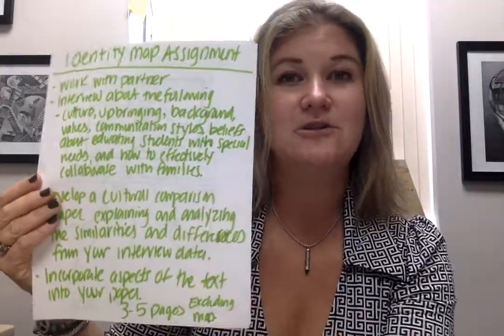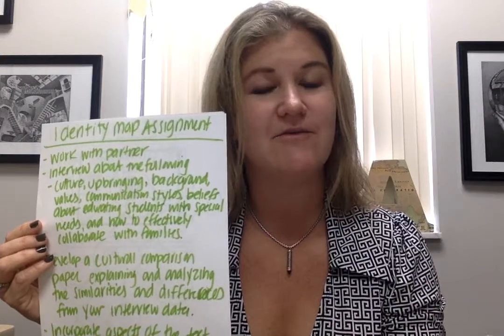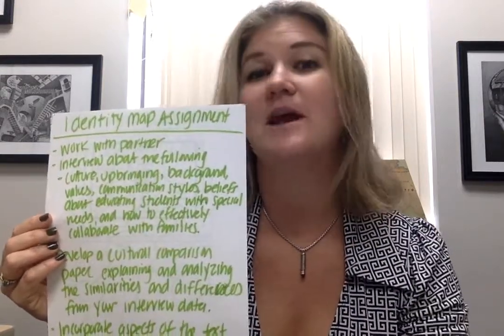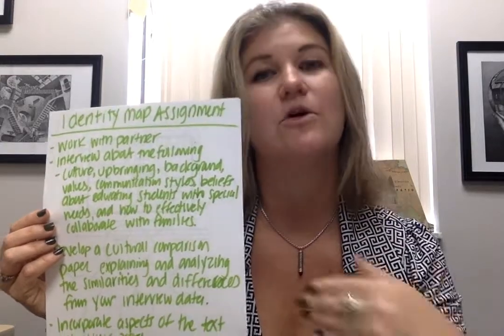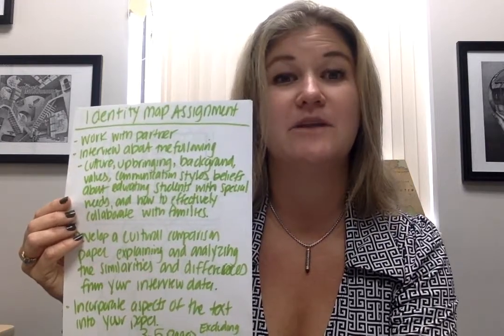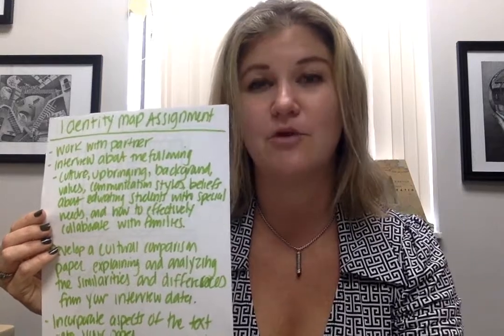So you're going to interview your partner, and I would say maybe not like a formal interview. Maybe you guys could just have a conversation where you're getting information from each other. That's more comfortable. I like conversational interviews, and it makes people open up a little bit more. And you are going to find out all of the information that you were examining about yourself in your identity map. So you're going to be asking about individual culture, upbringing, background, values, communication styles, beliefs about educating children with special needs, and lastly, how to effectively collaborate with diverse families.